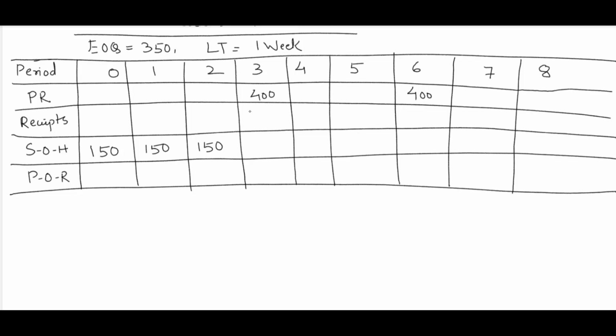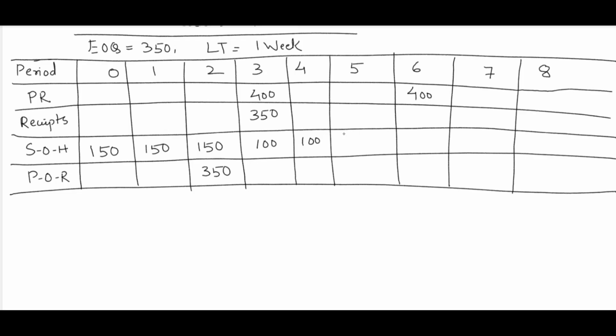Now demand is 400, but we have only 150. So we need another 350, as EOQ is 350. So 350 we will be receiving in the third week, and we will be ordering it here. So 350 plus 150 is 500. 500 minus 400, now it will be 100.